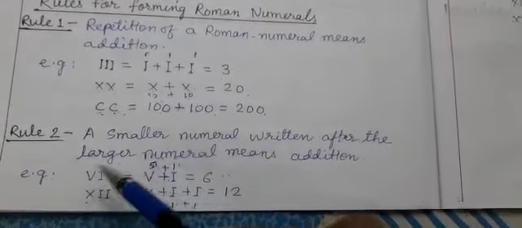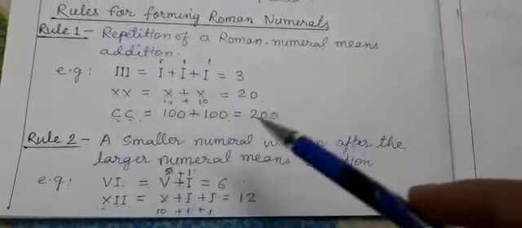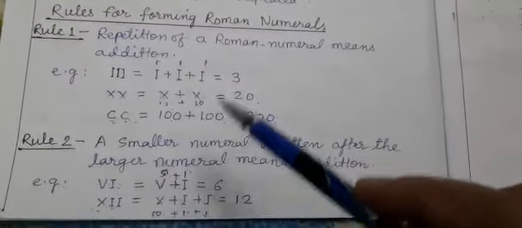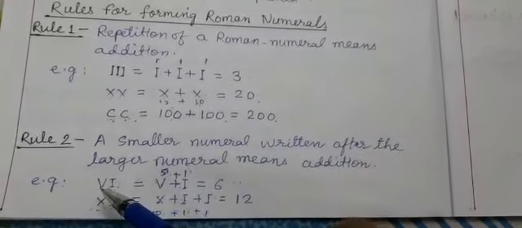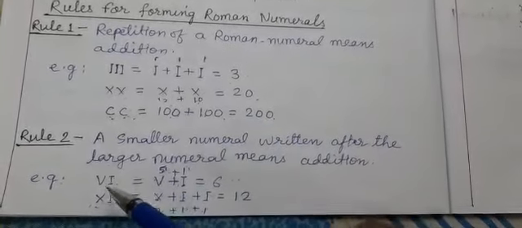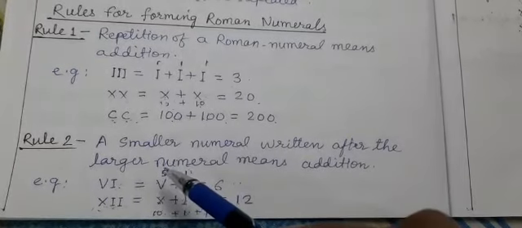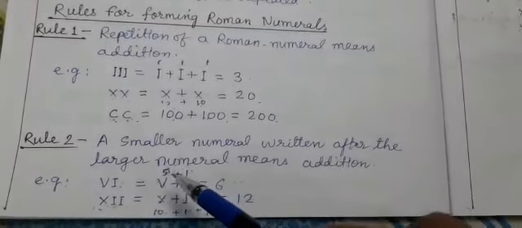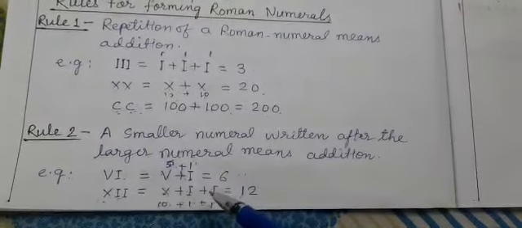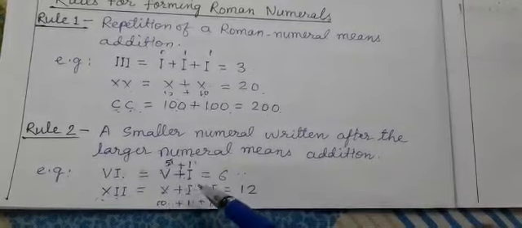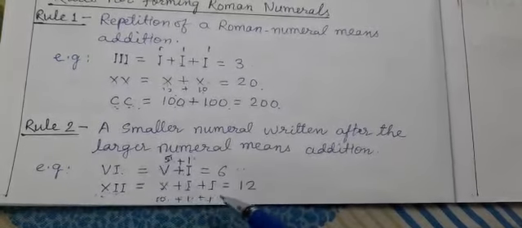Now rule number 2: a smaller number written after the larger number means addition. When we write the larger symbol first and after that the smaller symbol, we have to add both the symbols. So VI, that is V plus I, V is equal to 5 plus I is equal to 1, so 5 plus 1 is 6. Similarly, XII, X plus I plus I. X is equal to 10, I is equal to 1, this I is equal to 1. So 10 plus 1 plus 1 is 12.